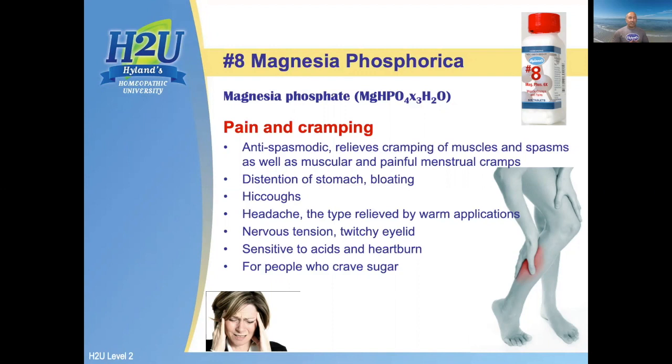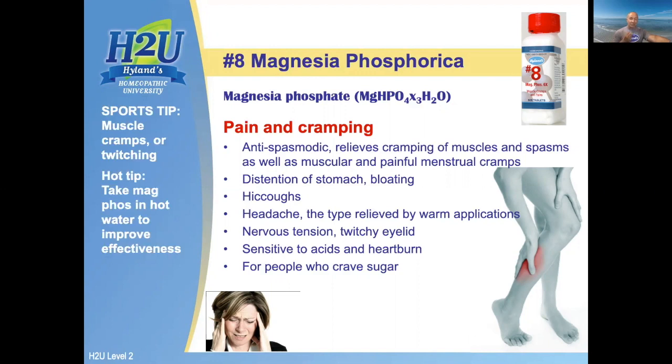It's kind of like the biochemic aspirin in a sense. So for any sharpshooting pain, Mag Phos is the key remedy. Okay, so if you've got headaches or migraines or any type of muscle twitching or sore muscles, you want to definitely consider Mag Phos as a key remedy.